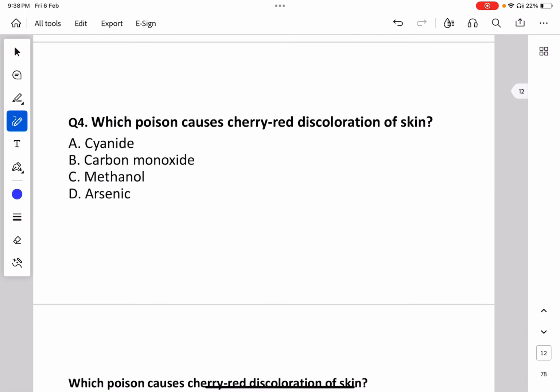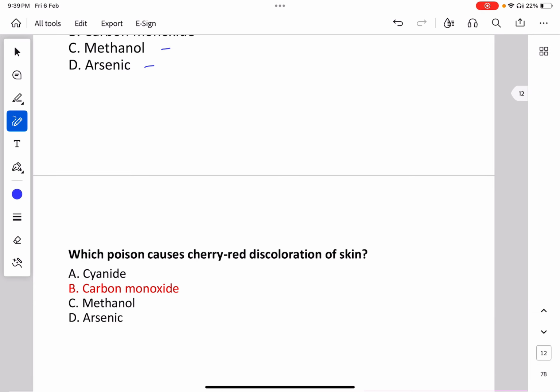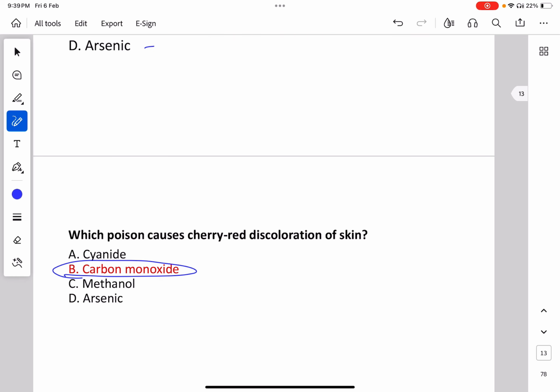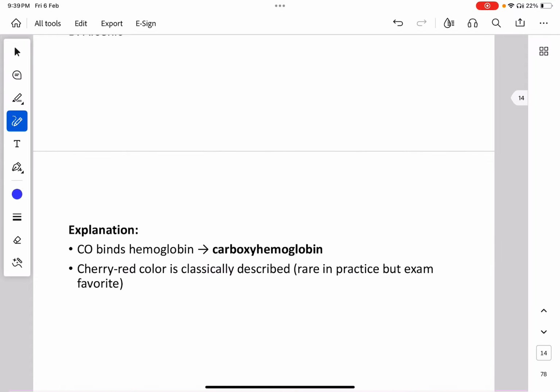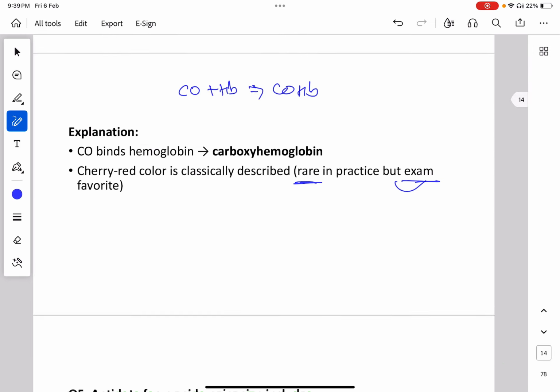Now, next question, which poison causes cherry red discoloration of skin? Cherry red discoloration of skin is caused by cyanide, carbon monoxide, methanol, or arsenic. So this is caused by carbon monoxide poisoning. How does it happen? Carbon monoxide binds with hemoglobin and leads to formation of carboxyhemoglobin. That carboxyhemoglobin gives cherry red discoloration to skin. This is rarely seen in clinical practice, but for exam it is important.